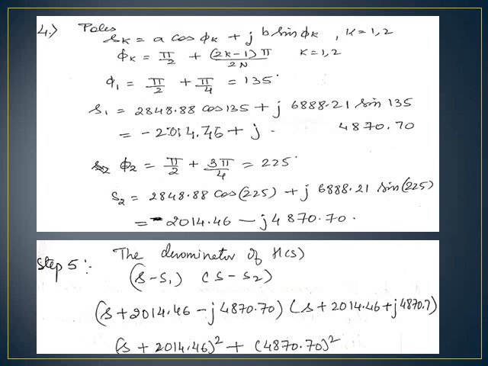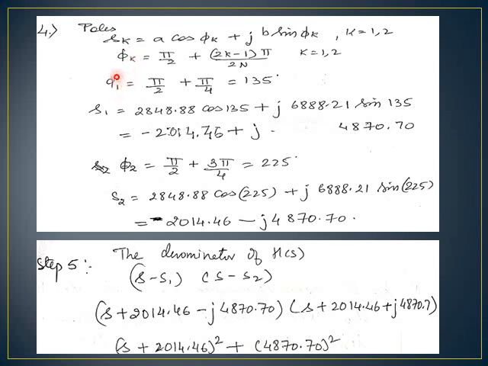Step 4, we need to calculate the poles now. So in order to calculate the poles, this is the formula. Sk is equal to a cos phi k plus j b sin phi k. And in order to calculate phi k, again this is a formula. Phi k is equal to pi by 2 plus (2k minus 1) by 2n into pi. Again the value of k ranges from 1 till the value of n. As the value of n is 2 here, we take the value of k as 1 and 2. So we need to calculate the value of S1 and S2 only.